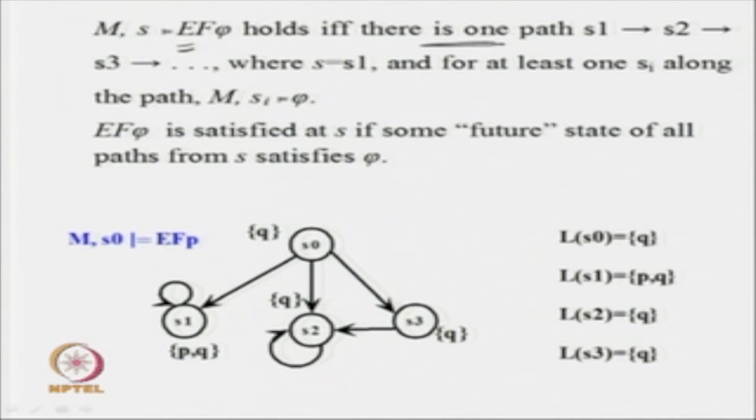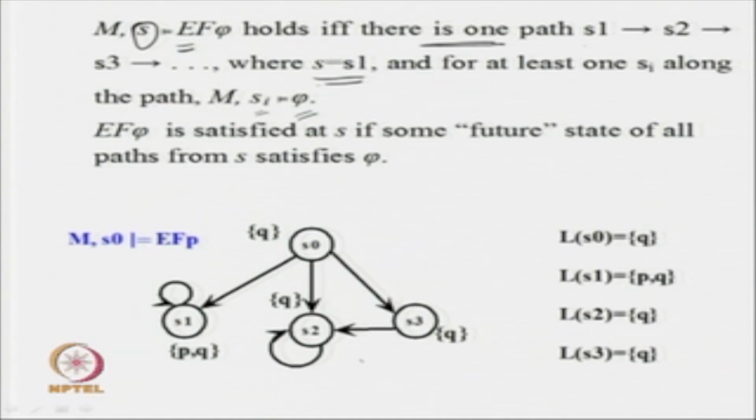So, again we are going to look at any one path going from s1 to s2, s2 to s3, where s equals s1, that means the starting state of the path is the state of our concern, s, and for at least one si along that path, M, si models phi. That means phi holds in some state si along that particular path. In that case, we say that EF phi holds in that particular state.